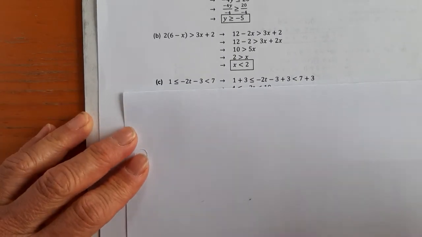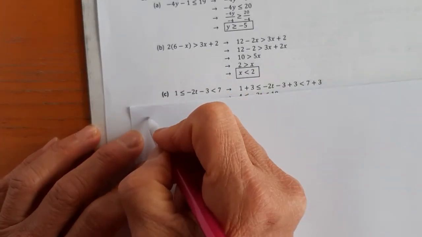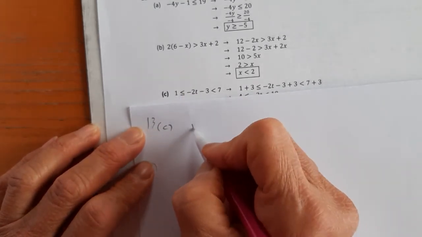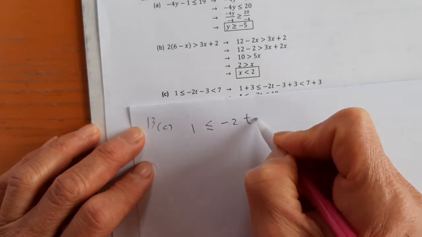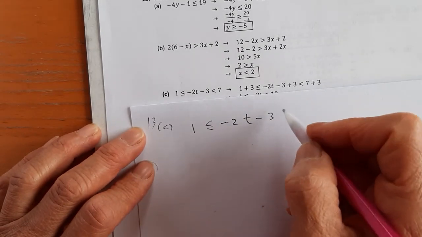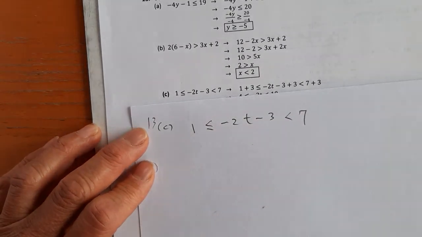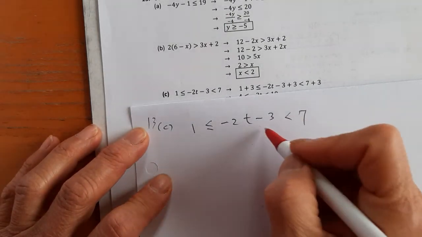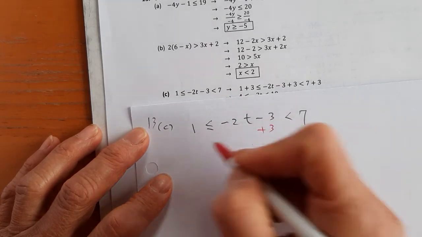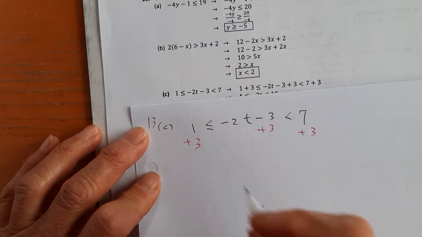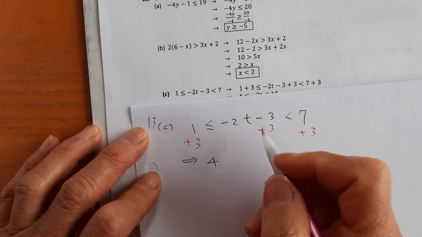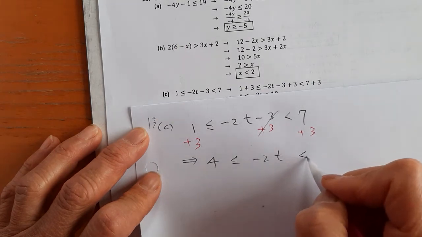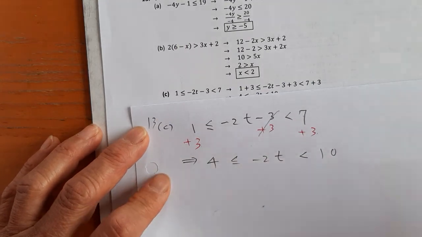C, solve the inequality. This is 13C. It's 1 less than or equal to -2t minus 3, less than 7. Compound inequality. So first of all, we solve for t, isolate the t. So we add 3 to each side. So 1 add 3 is 4, less than or equal to -2t, this is 0, less than 7 add 3 is 10.